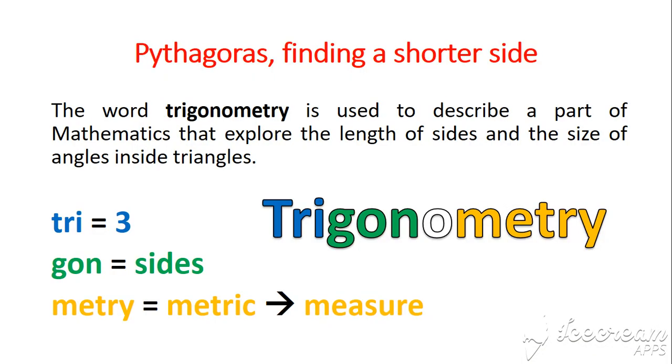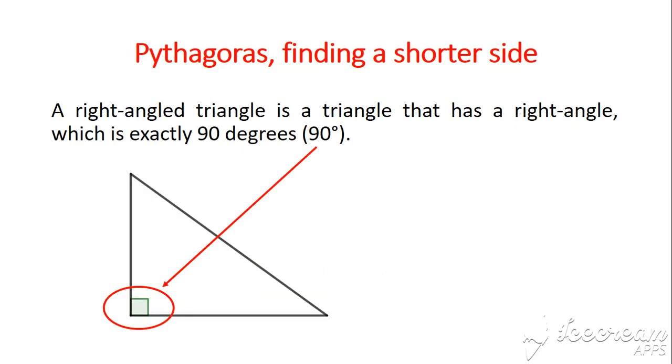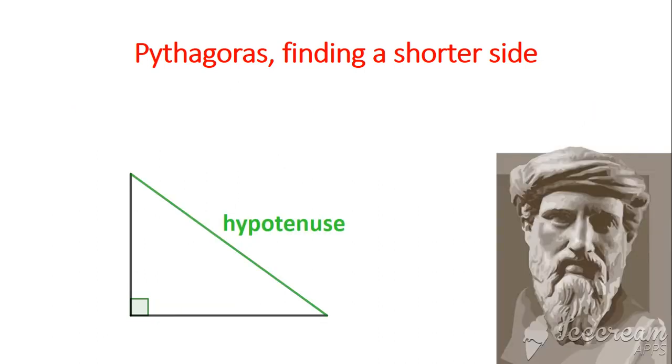Remember, trigonometry is part of mathematics that explores triangles. But we're looking at right angle triangles. Right angle triangles have a little square in the corner, which indicates that angle is exactly 90 degrees, a right angle. Remember this word hypotenuse?